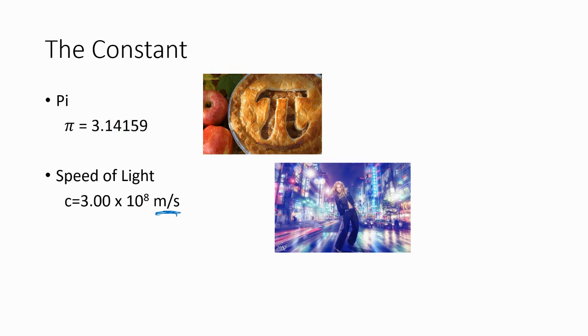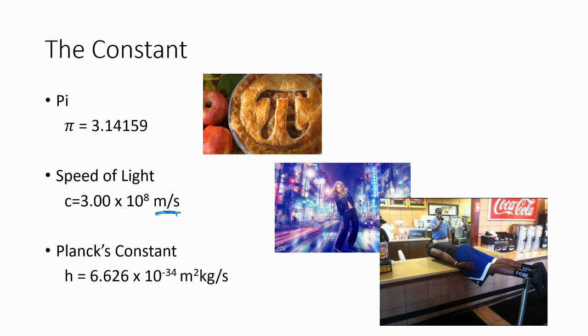So the speed of light is a constant. It's 3 times 10 to the eighth. No matter what light we're talking about, it's going to run at 3 times 10 to the eighth meters per second in a vacuum. In air, it's a little slower because the air slows it down. In water, it's a lot slower, but we won't get into that. There's also a thing called Planck's constant we'll talk about in this unit.